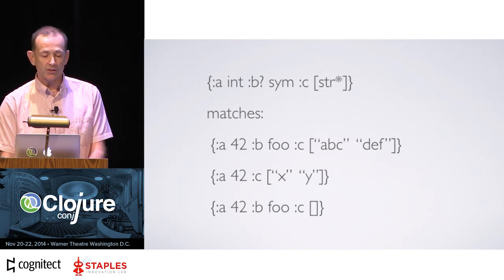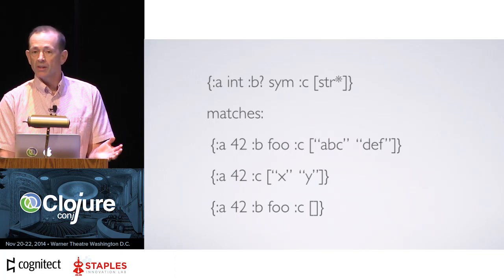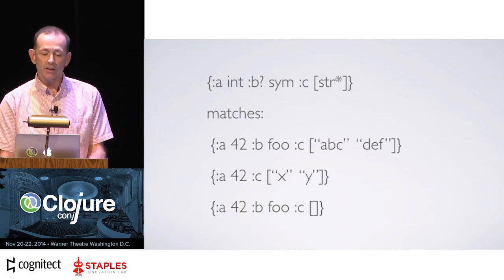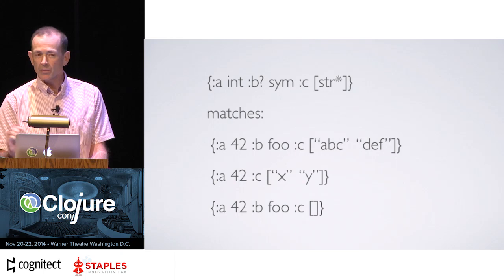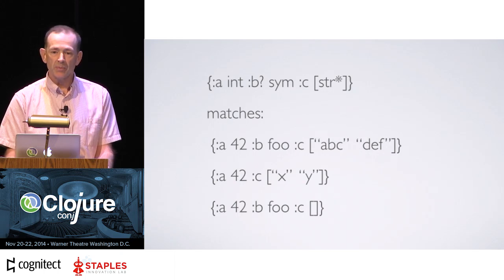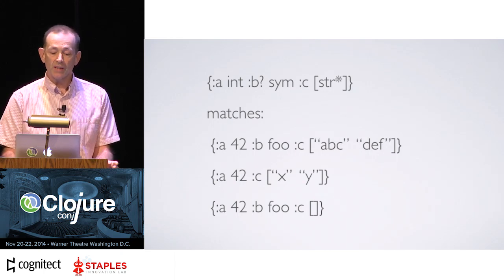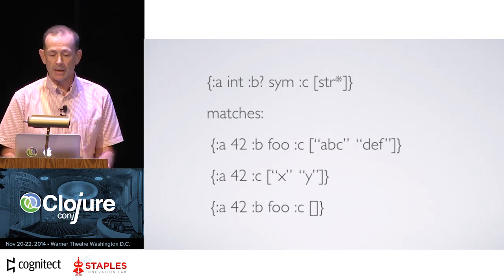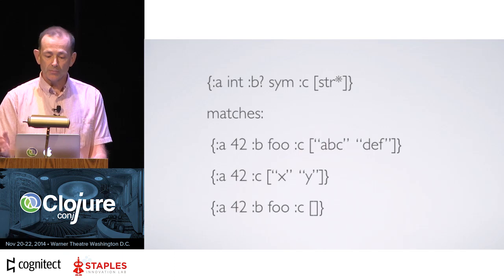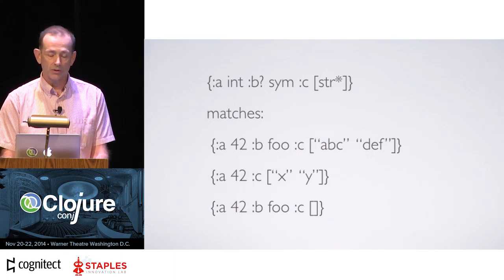And in this case, we have the keyword, that's just the plain A. Its value should be an integer. The B with the question mark after it means that B keyword's optional. So if B's there, then the value has to be a symbol, or it might not be in my map at all. And C is mapped to a vector of strings.